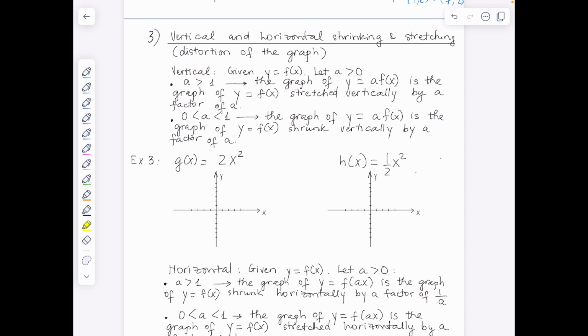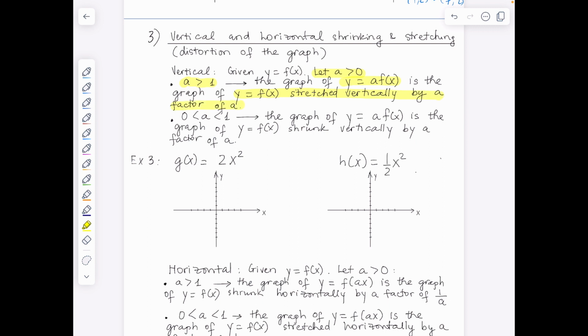Given y is equal to f of x, and we let a be a number that is positive, then if a is greater than 1, the graph of y is equal to a times f of x. So here we're multiplying the whole function f of x by a positive number a. The graph of that function a times f of x is the graph of the parent function f of x that's being stretched vertically by a factor of a.